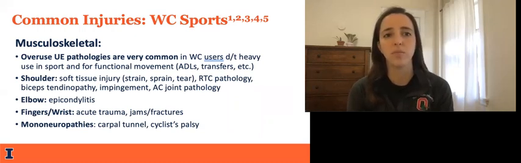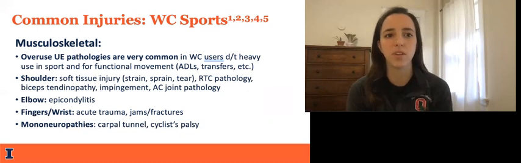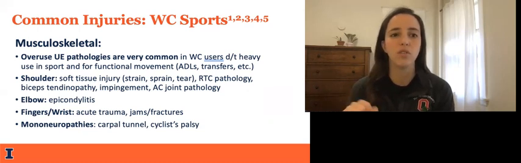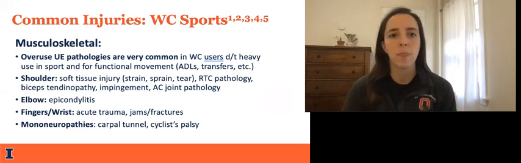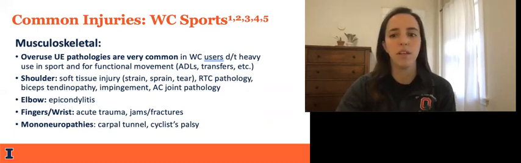Rotator cuff pathology is pretty common. Biceps tendinopathy is also common, as well as impingement and AC joint pathology. At the elbow, you're going to see a lot of epicondylitis because there's going to be a lot of pronation and supination going on. And then with the fingers and wrists, there's some acute traumas like jams and fractures, especially in basketball. Those are pretty typical. And then mononeuropathies are also common, like carpal tunnel and then cyclist palsy, especially in the racers.